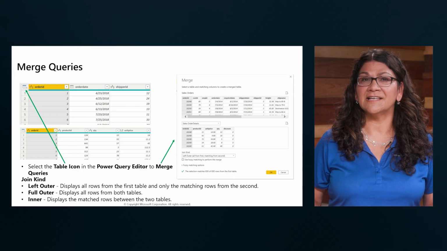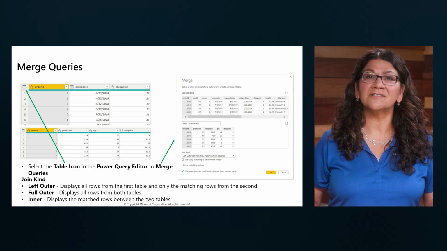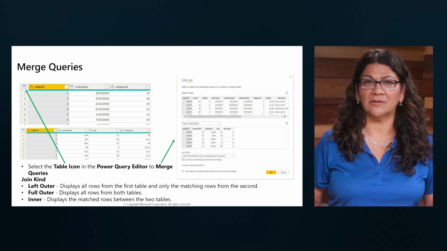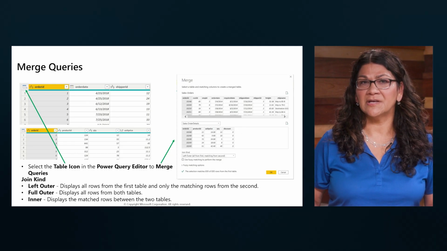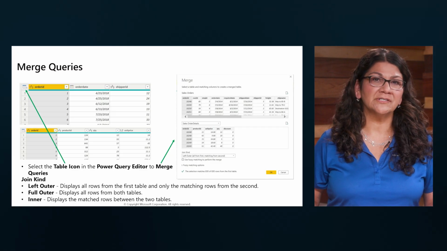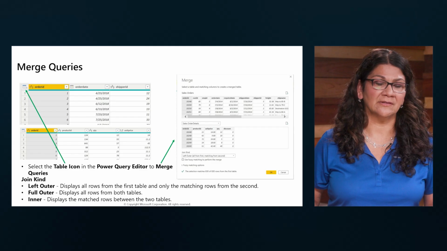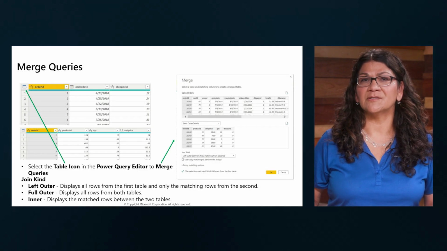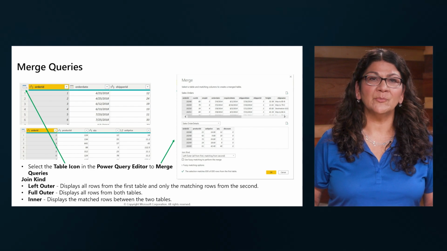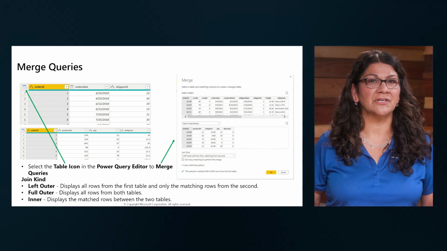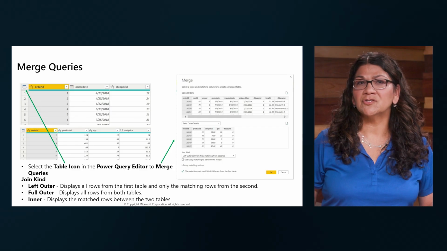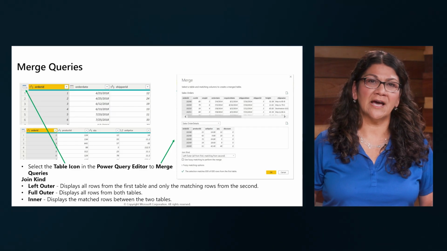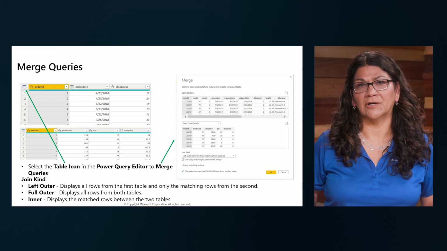Notice we have Sales Orders and Sales Order Details. Sales Orders is the first table. Because it's on top, it is also known as the left table. Sales Order Details is the second table. Because it's on the bottom, it's also known as the right table. Down below, you can choose the type of join you'd like to do. A left outer join, a full outer join, a right outer join, an inner join, and more.